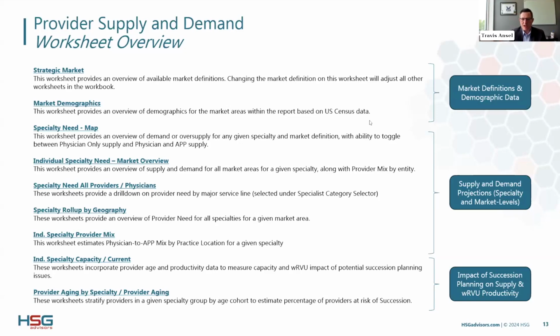And then market demographics gives us the ability to put demographic data to each of those market definitions, so that we can see population growth rates, age by cohort, median income, private insurance coverage. The next few worksheets all really focus on our supply and demand projections and different ways to look at supply and demand projections at the specialty or market level. Again, we'll go through the visuals for each of these. I just want to tee them up at a high level.